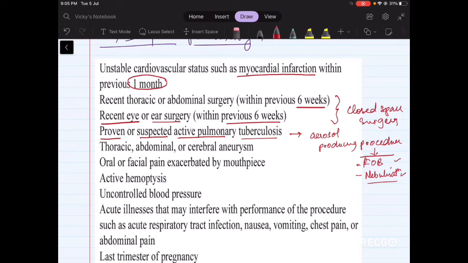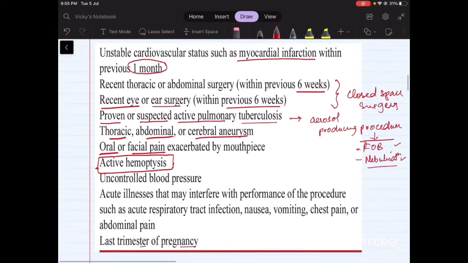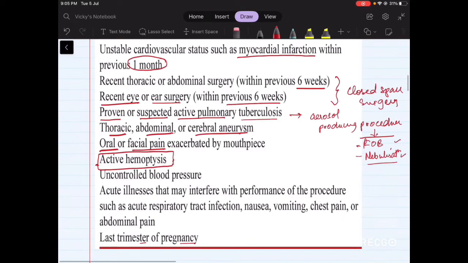Thoracic, abdominal, or cerebral aneurysm is also a contraindication. Other than that, oral or facial pain which is increased by the mouthpiece. Then another important contraindication is active hemoptysis. Then uncontrolled blood pressure and any acute illness that may interfere with the performance of the procedure. And then the last trimester of pregnancy is also a contraindication for spirometry.